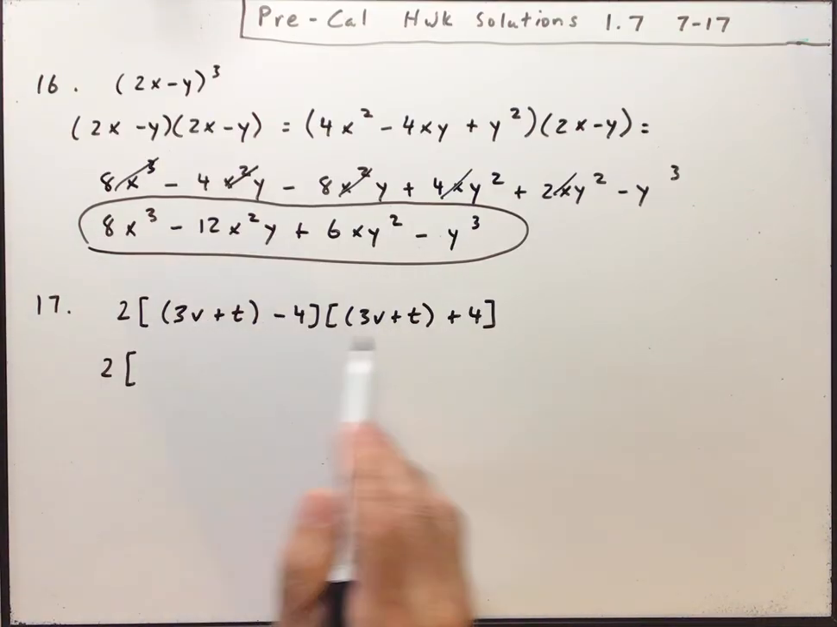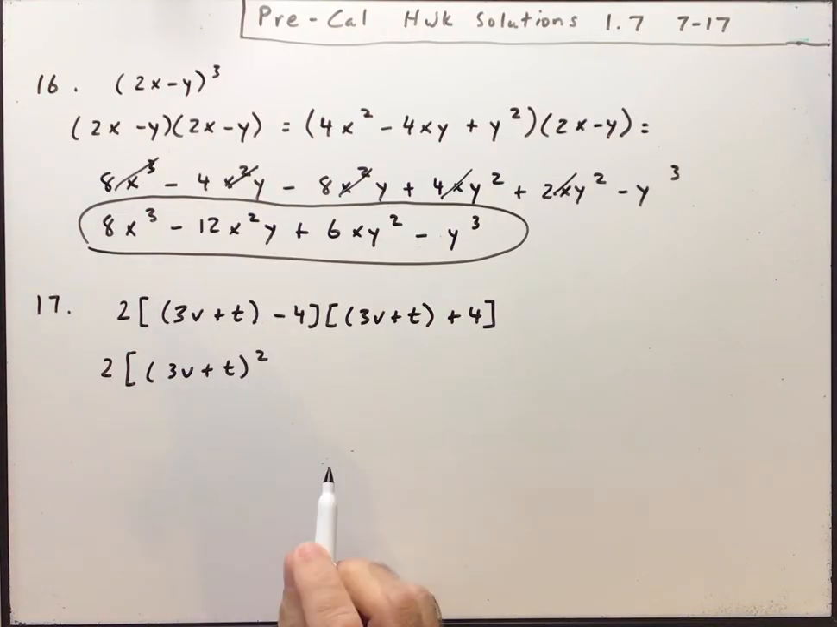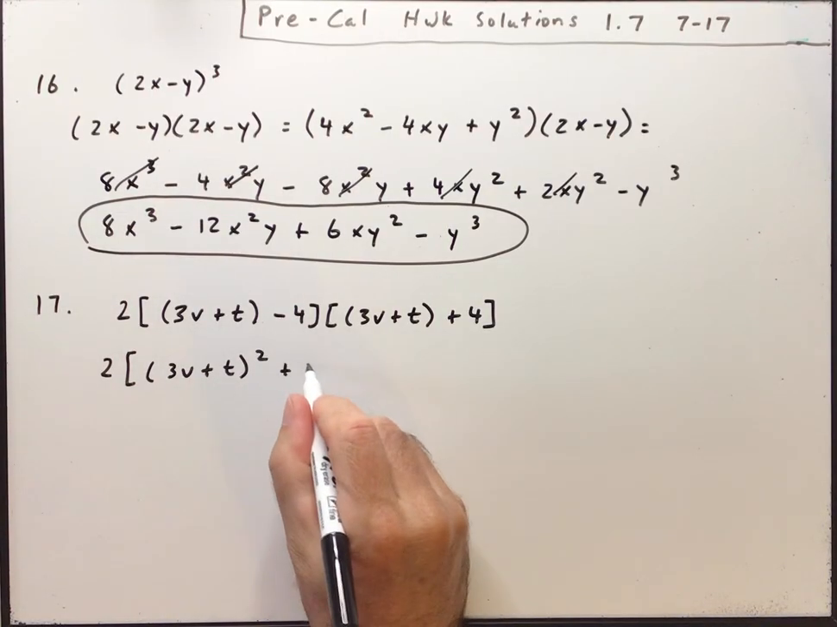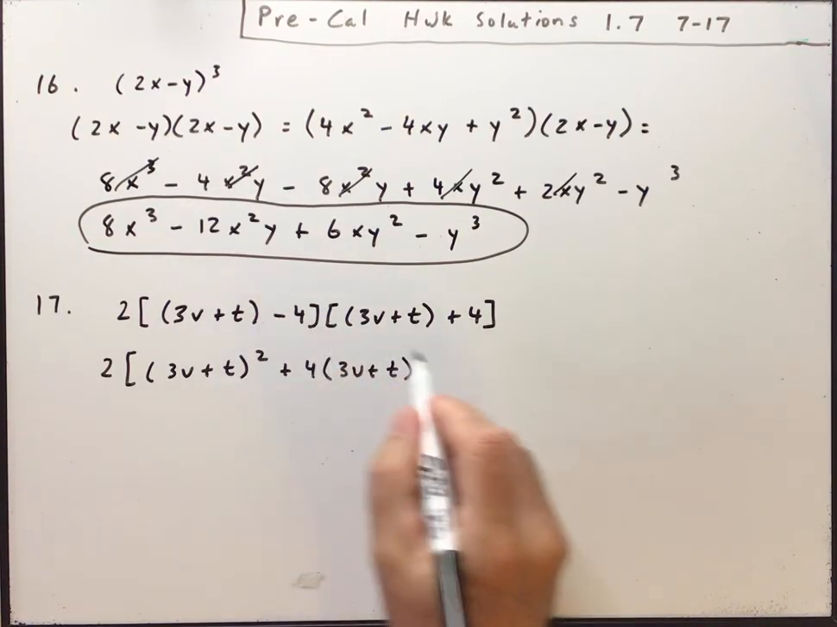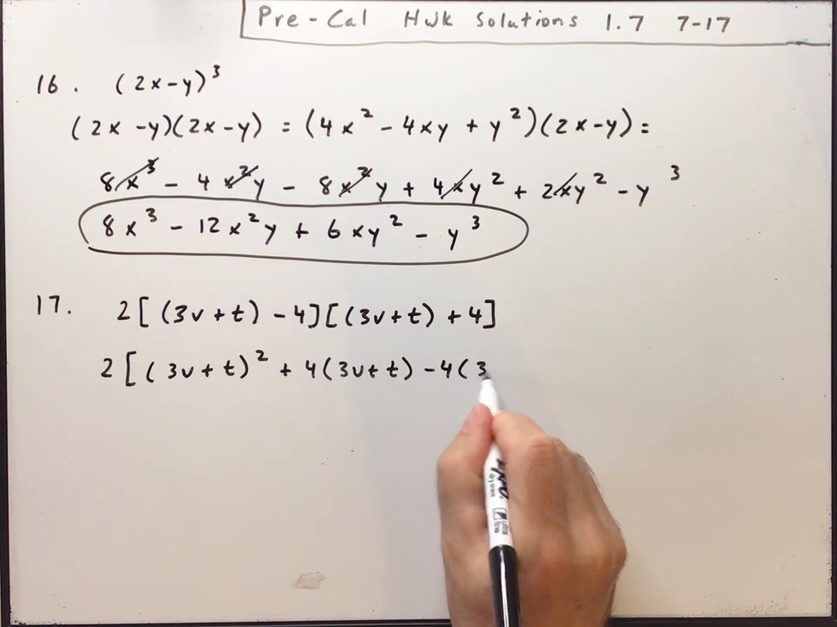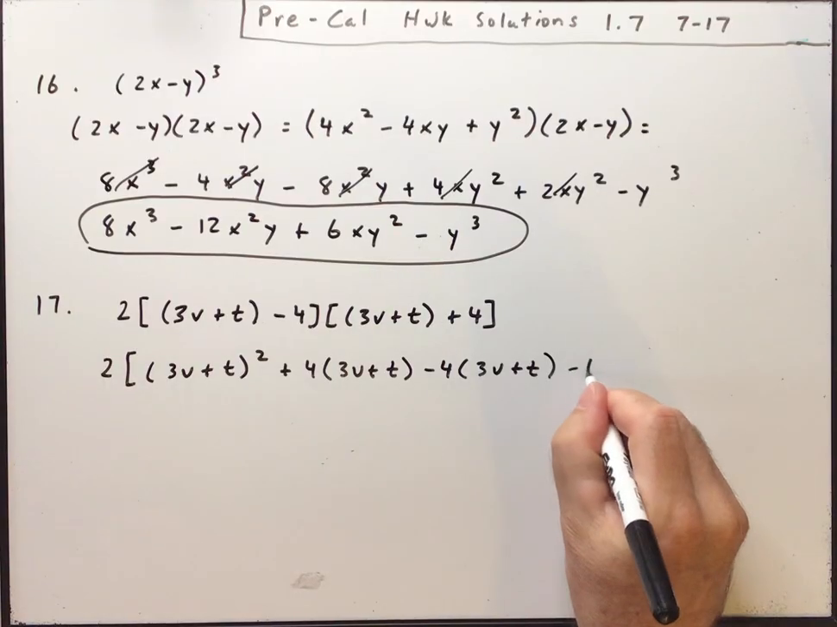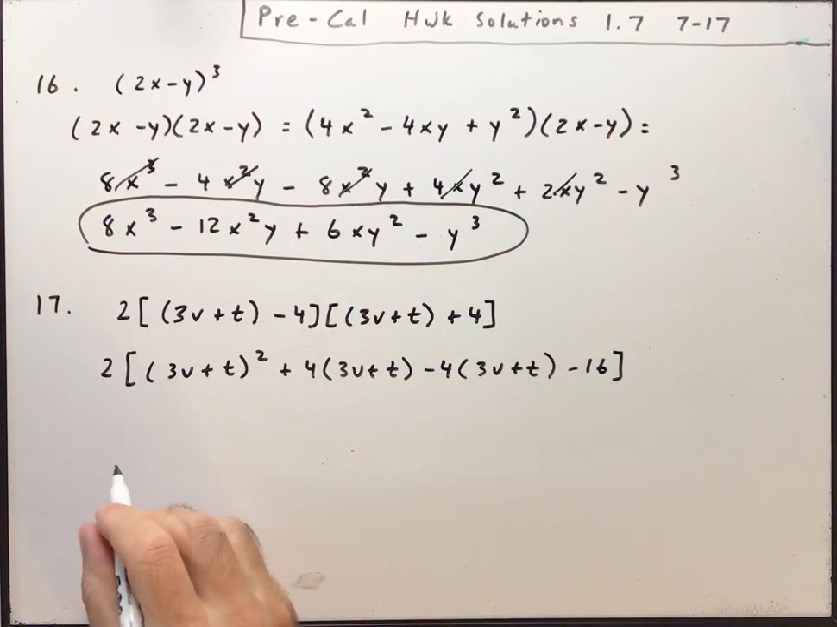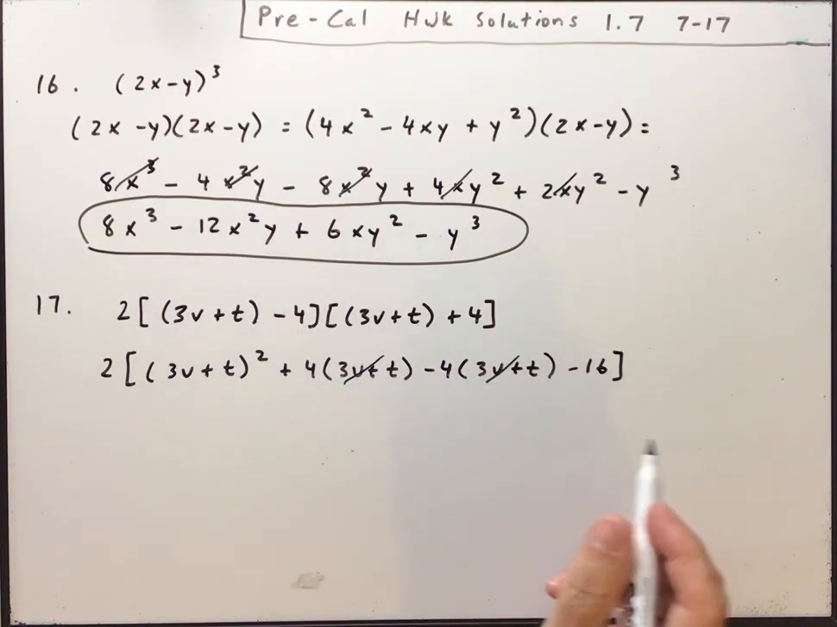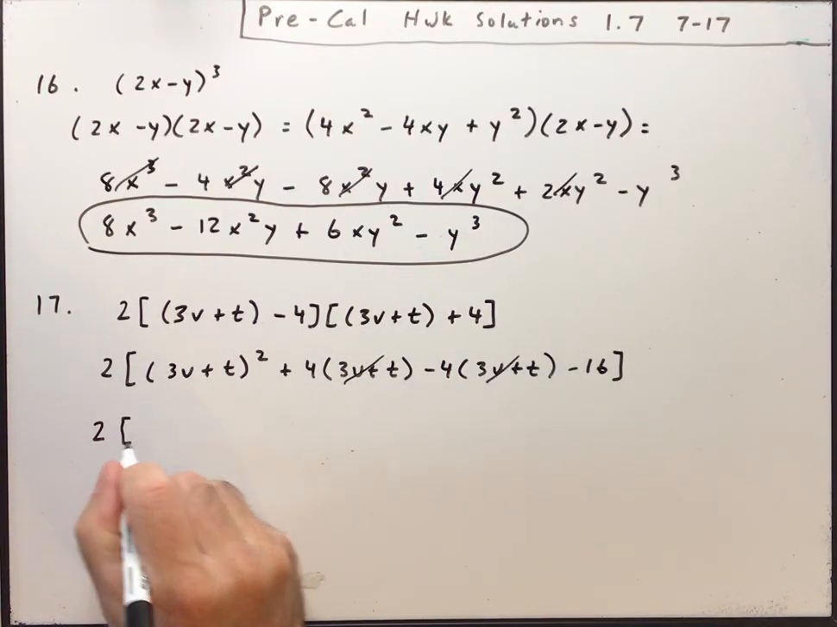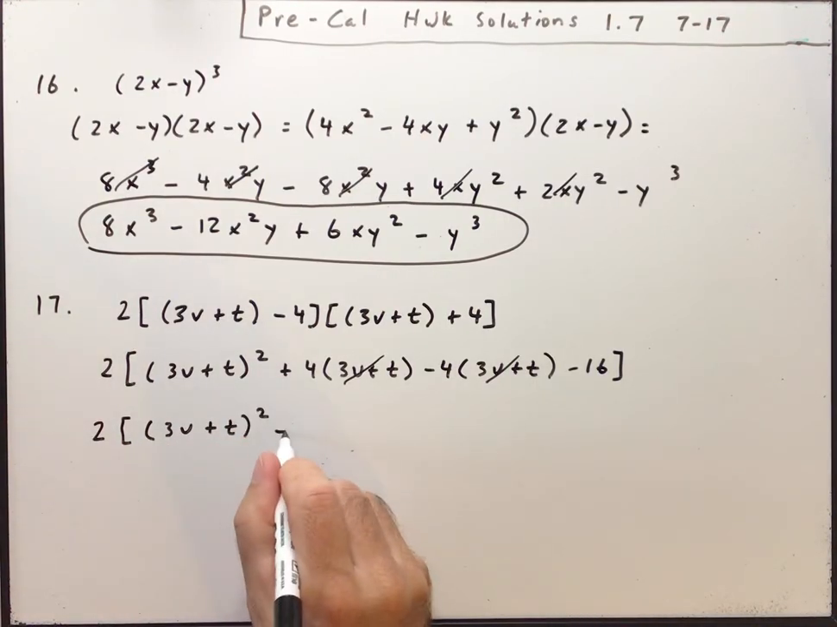3v plus t times 3v plus t would be 3v plus t all squared. And then the outer term you'd have plus 4 times 3v plus t. And then the inner term minus 4 times 3v plus t. And then the last term, negative 4 times positive 4, would be minus 16. I'm going to wait on the 2. So now you can see the plus 4 and the minus 4, they just cancel out. So I've got 3v plus t all squared minus 16.